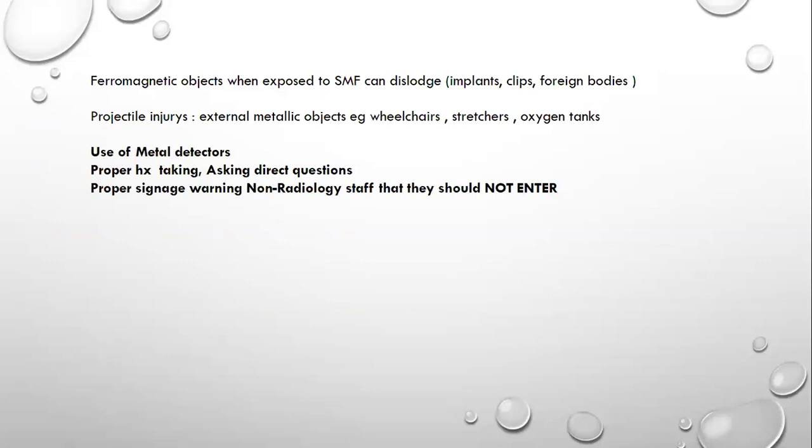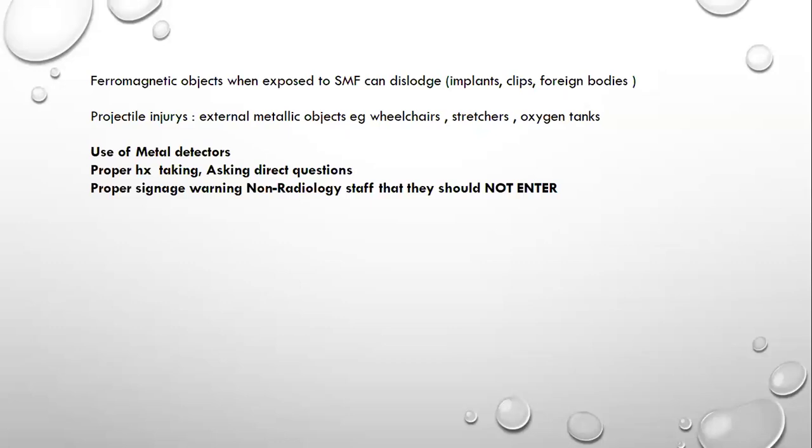If you have a ferromagnetic object exposed to the magnetic field, they can dislodge, for example, implants, aneurysmal clips, which can be fatal for the patient, or even foreign bodies. We also have what we call projectile injuries, which are metallic objects outside the body of the patient. For example, wheelchairs, stretchers, oxygen tanks, which can be attracted by the strong magnetic field and cause disastrous effects.